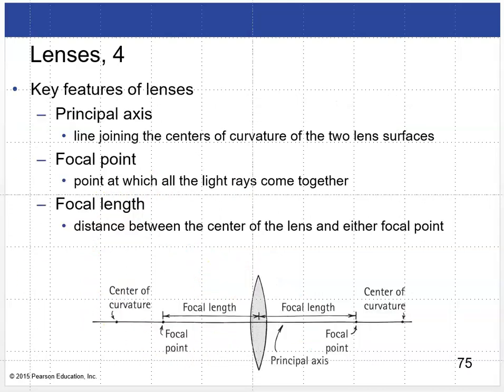So that's the reason it's called a magnifying lens, because it's a bigger image. There are some key features of lenses. Here's a lens. Here's the principal axis. The principal axis is a line joining the centers of curvatures of the two lens surfaces.